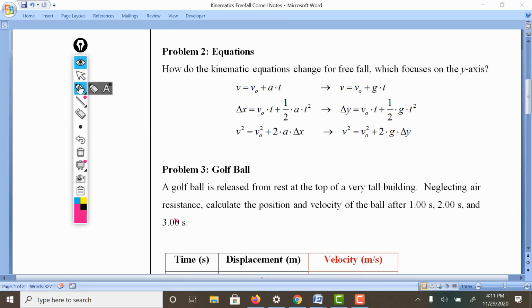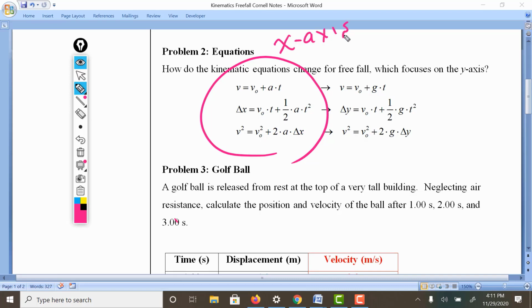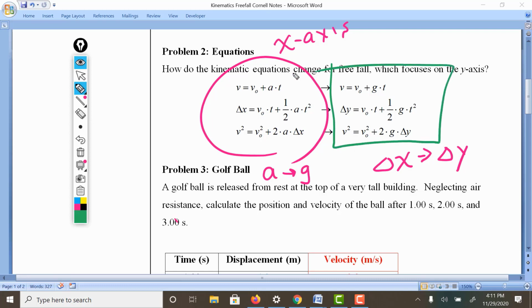How do the kinematic equations change? Well, you'll notice that these are the ones we've been using for a while. This is for the x-axis, left and right horizontal motion. And what changes is that all your accelerations become gravity when it's free fall, and all your displacements on the x-axis become displacements on the y-axis. You'll notice those subtle changes, but other than that, we're looking pretty good.